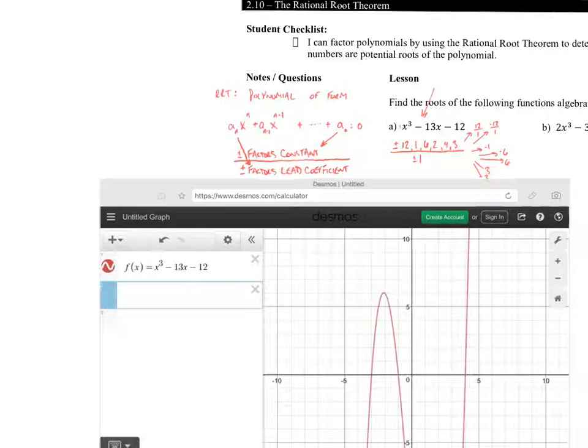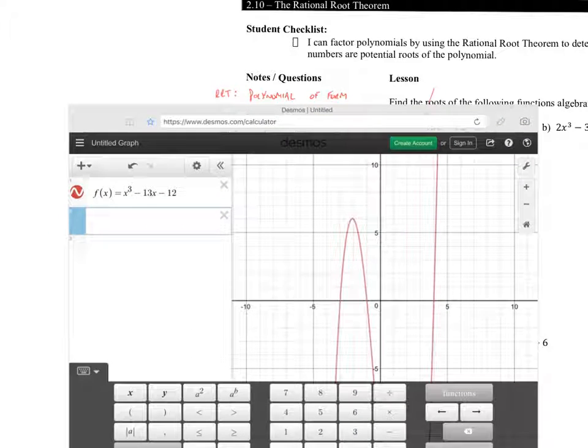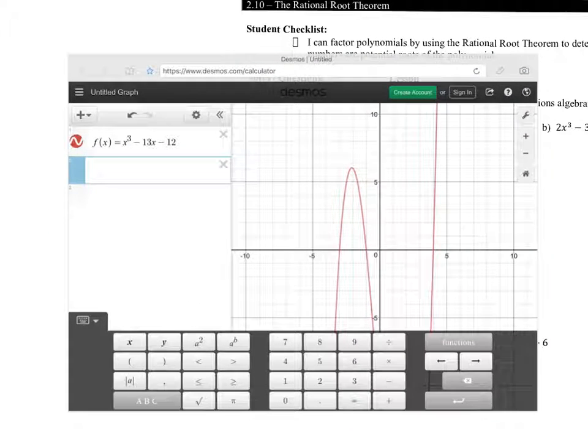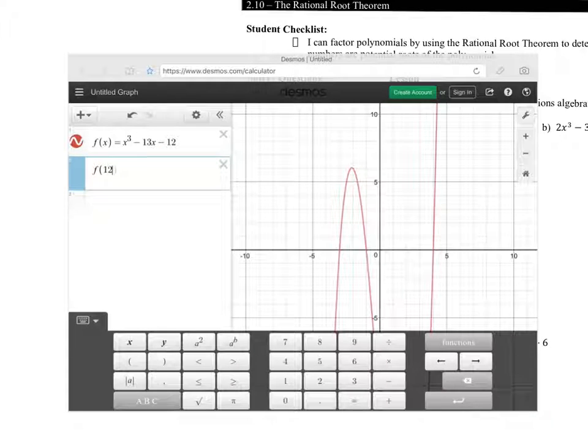So if I think 12 is a possible root, because I just used the rational root theorem, and it looks like 12 is a possible root, then I'm going to try just punching in here f of 12. And it says that f of 12 equals 1,560. So it's definitely not a possible root. Let's try negative 12, because that's another one we could have. That's not it either.